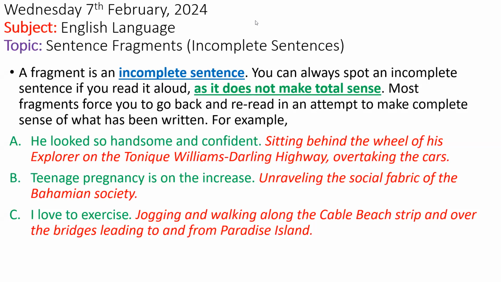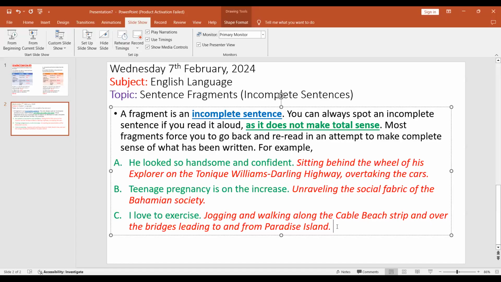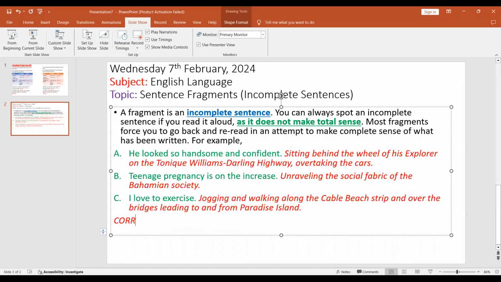So the sensible thing to do would be to join them to the rest of the sentence from which they are separated, or to add appropriate words to make them complete sentences. And so that's what we're going to do. We're going to correct these. So let's write the corrections.